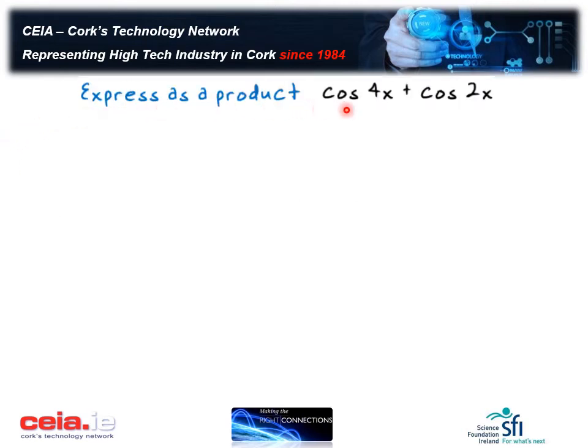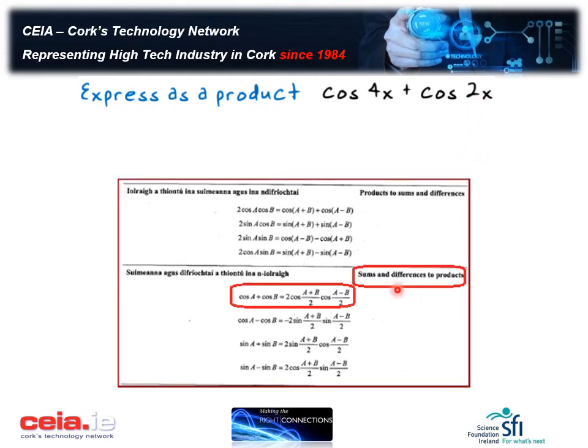Express as a product, cosine 4x plus cos 2x. So what is it we're trying to do here? We have an addition or a sum, and we're trying to change it into a product. So we need the section on sums and differences to products. Okay, so we go to that section, and we see there are 4 equations, and we need to pick the correct equation out of this section relating to this problem.